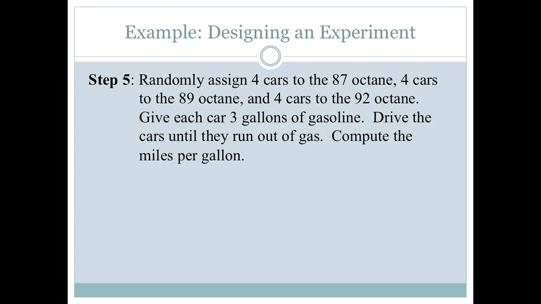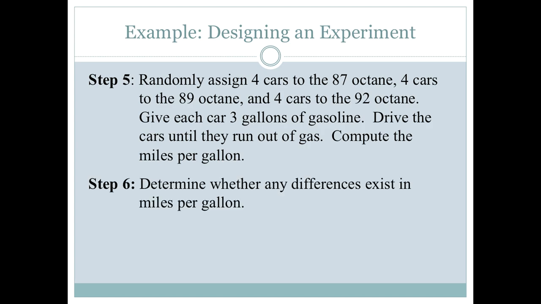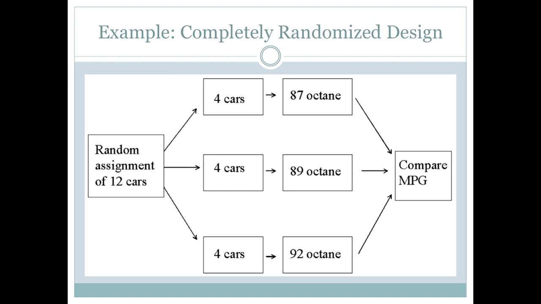Now, step 5 would be to randomly assign 4 cars to 87, 4 cars to 89, and 4 cars to 92. And then one way we could conduct this particular experiment would be to give each car 3 gallons of gasoline and basically drive until they run out of gas, and then compute the miles per gallon. And then we would use some kind of inferential statistics to determine if any differences exist, and use this to generalize about our population. So if you look at a picture here, we have our 12 cars. We've split it into 3 groups of 4, and then they're randomly assigned a treatment of 87, 89, or 92 octane, and then the miles per gallon are then compared.